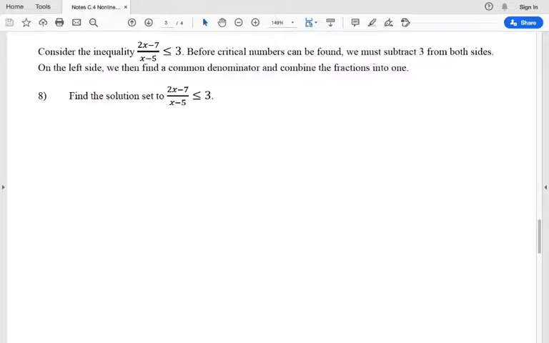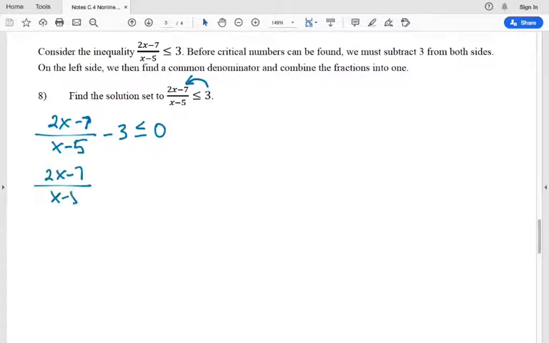Okay, before we can start this next one, it has to be set with 0 on one side. So I need to move the 3 over here. So I'm going to say 2x minus 7 over x minus 5 minus that 3 when we move it over is less than or equal to 0. Now we need to get a common denominator. So I'm going to do 2x minus 7 over x minus 5. I need my common denominator to be x minus 5, so I'm going to have to multiply the top and bottom by that x minus 5 to keep it the same number that it started as.